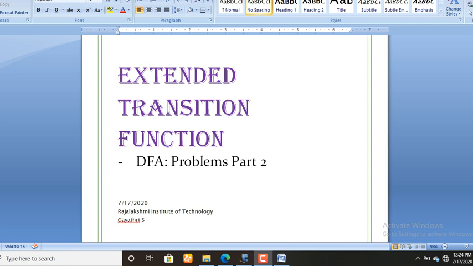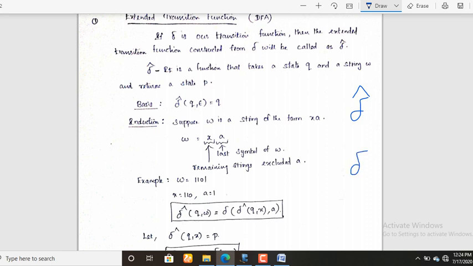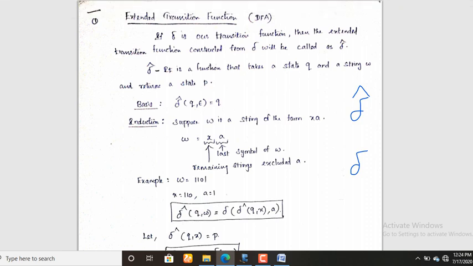What do you mean by the extended transition function? Let us see. It is also a simple concept in automata theory. The extended transition function is represented by delta cap, while the transition function is represented by delta. It describes what happens when we start in any state and follow any sequence of inputs.